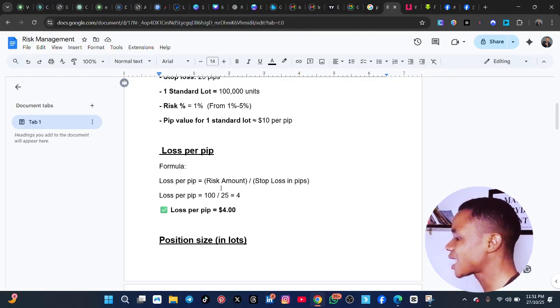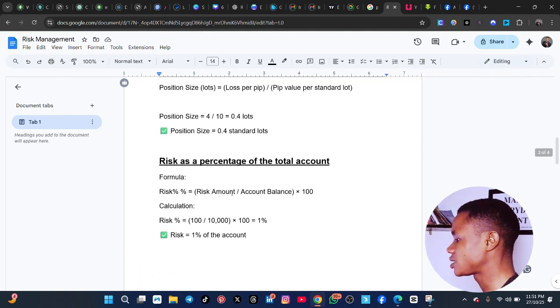So let's say the risk we'll be taking here is just 1%. Of course, let's come back: the risk percentage is the risk amount of the whole trade over the account balance. The risk amount of the whole trade is 100, and the account balance is 10,000. So if we divide 100 by 10,000, it will give us 1%.